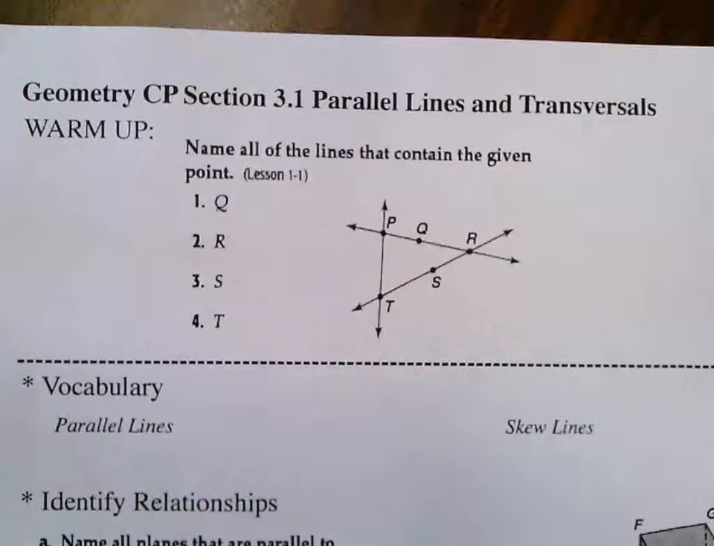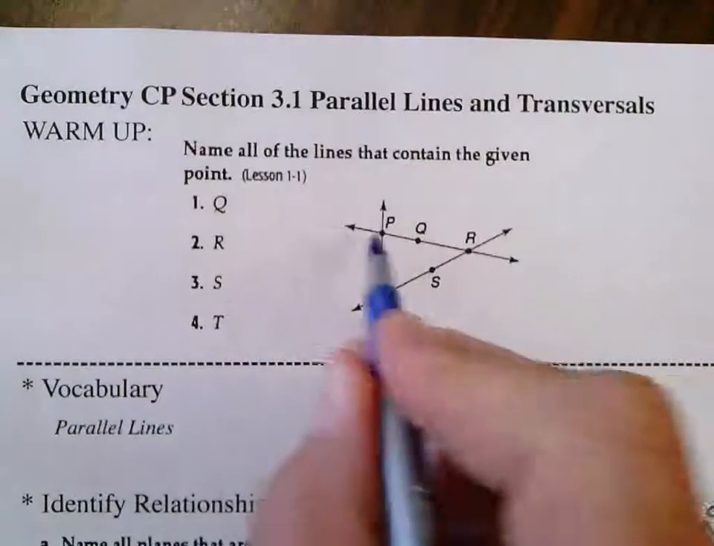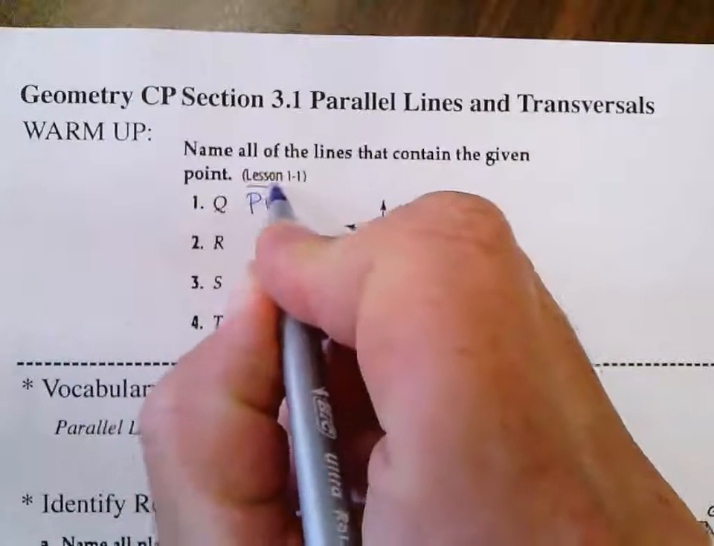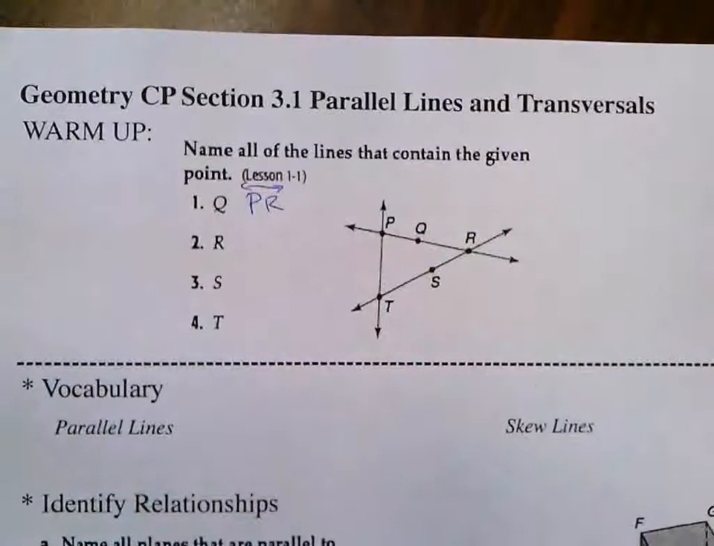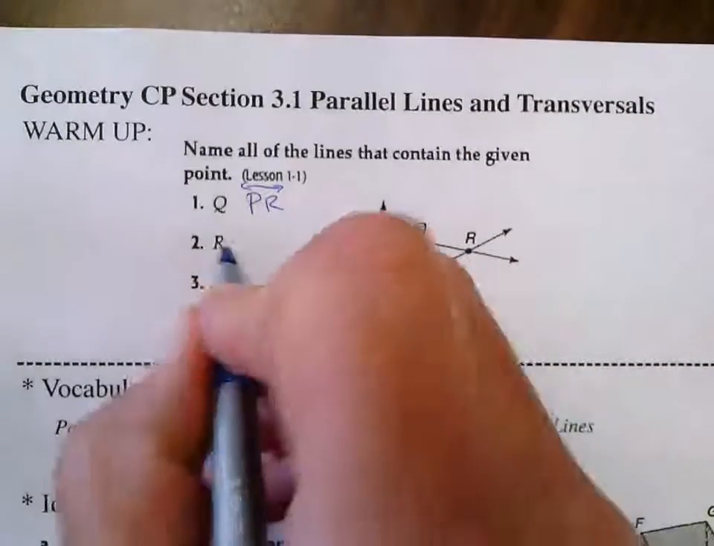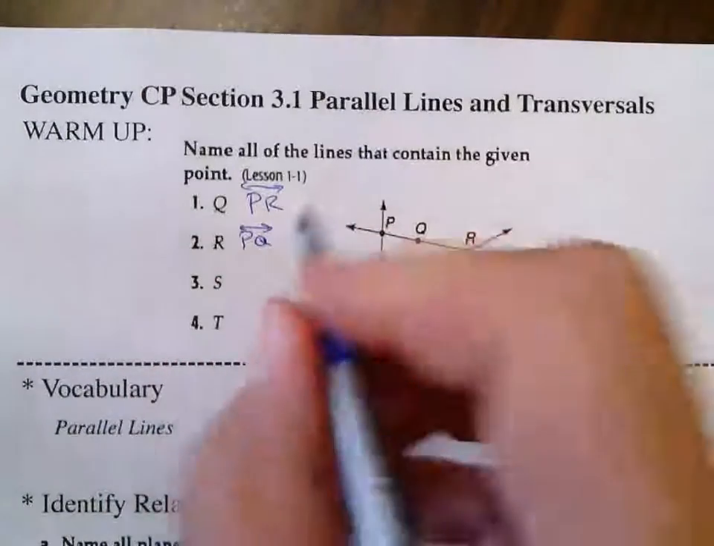Okay, hopefully you tried the warm-up. Name all the lines that contain the given points. So the first point is Q. Here's Q. What line contains Q? You can name it several ways, but we can just call it PR, 2 letters with a line above. R actually has 2 lines that contain R, so I can call it PQ, the top one, which is fine, and TS, the second one.